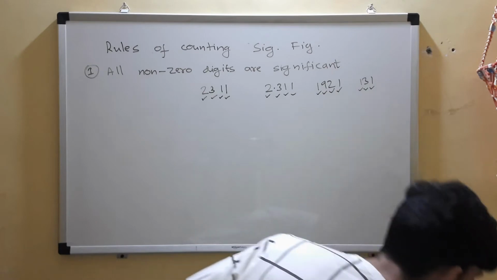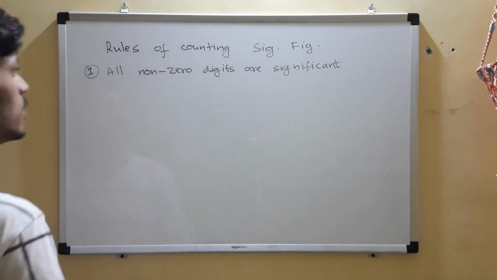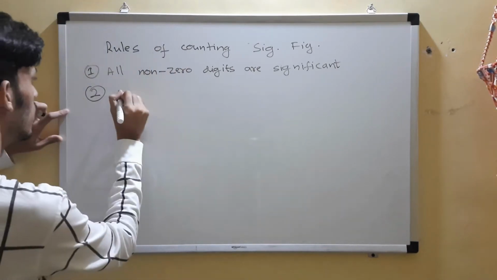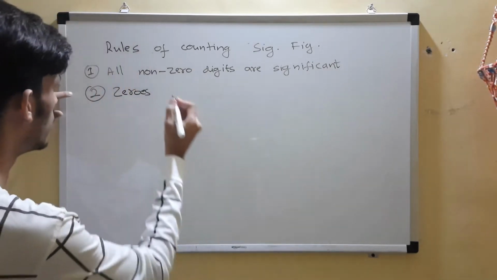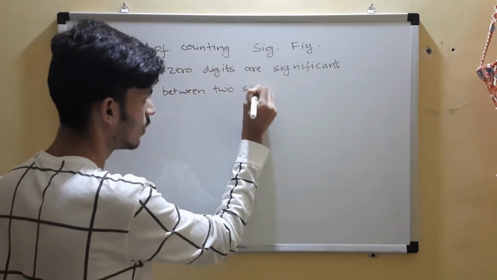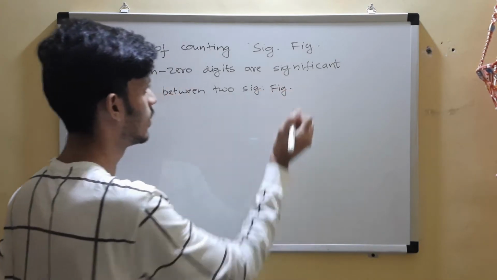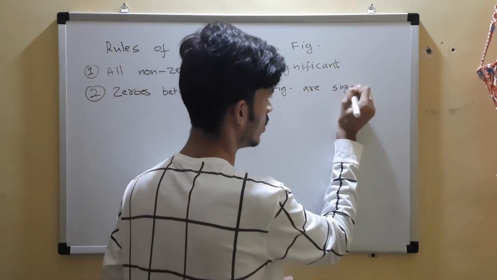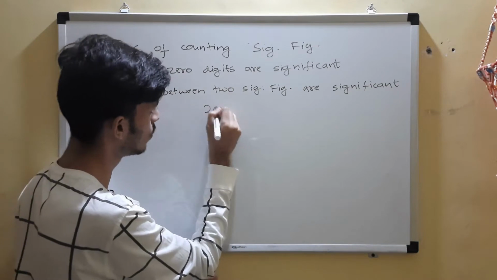The first one is the simplest rule. Now let's go for rule number 2. We went for non-zeros, now let's go for zeros. Zeros between two significant figures, sig figs, are significant. So zeros between two significant figures are significant. Let's take 2002.